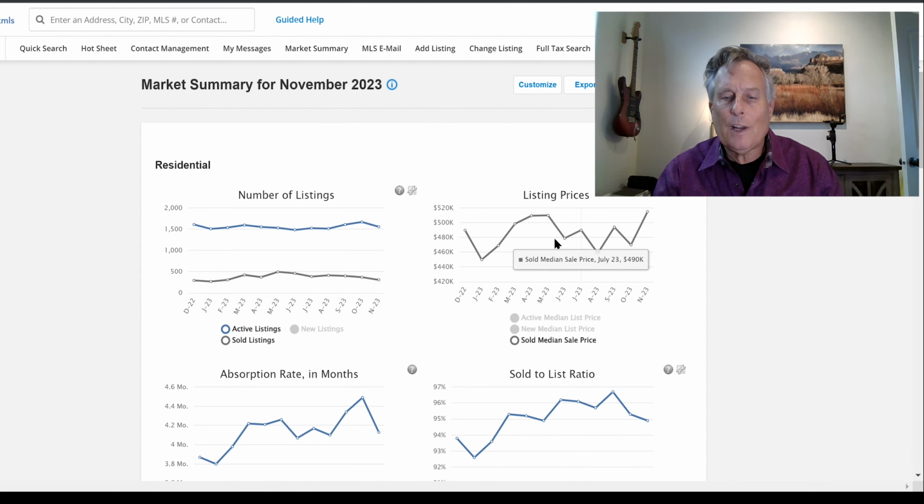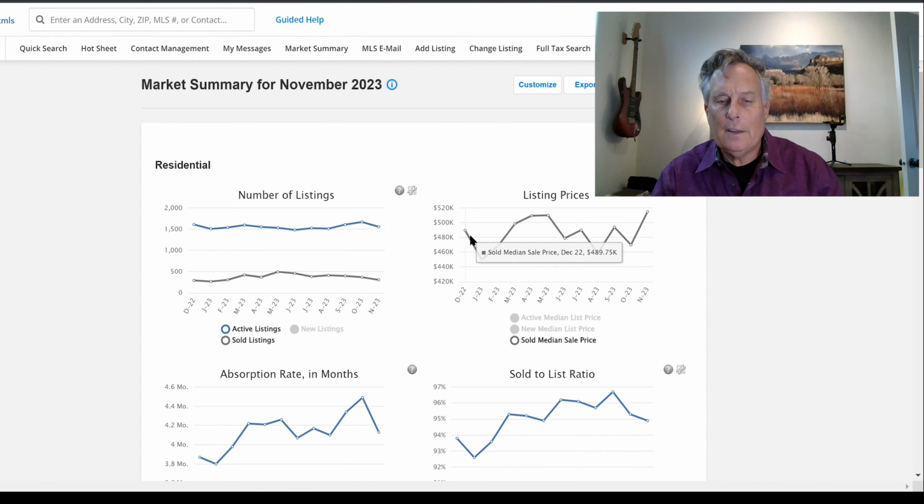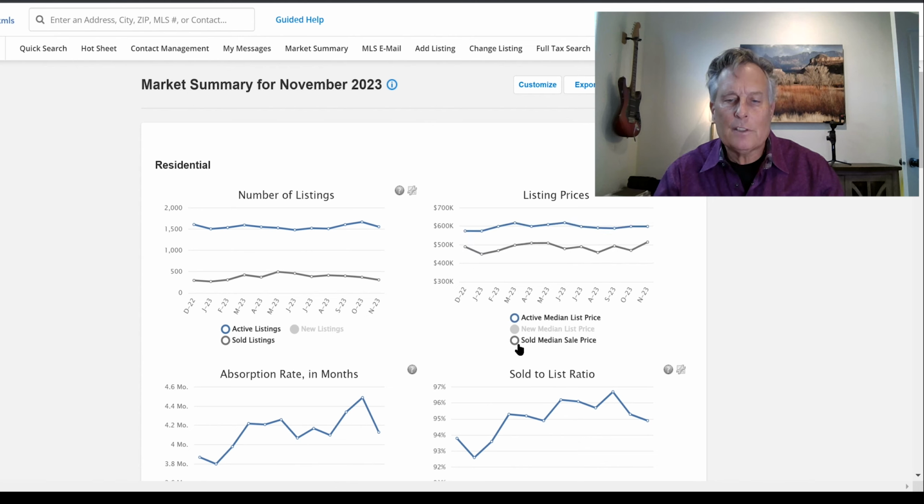So listing prices, this is not for a like unit home. This is just what our average median price is coming in at. And so right now we're at 515 thousand and some change, and last year we were at 489,000 and some change. So very stable.